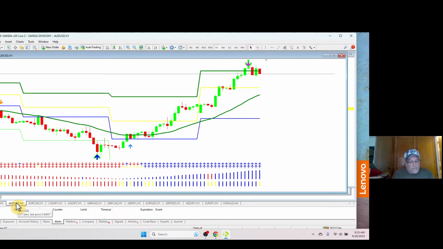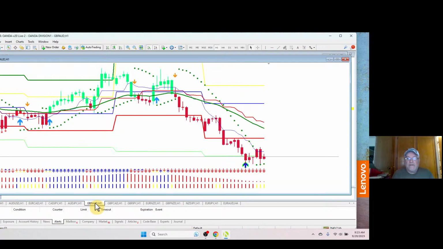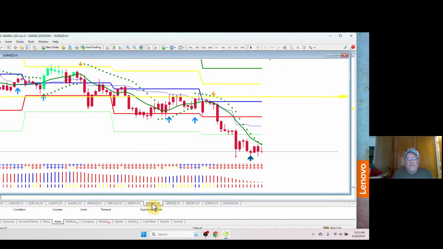The dollar is working in my favor. Pound Aussie is not doing nothing. Euro New Zealand. Yeah, this 1 hour candle on both of these, Euro New Zealand and Pound Aussie, is going to tell the tale what's going to happen.